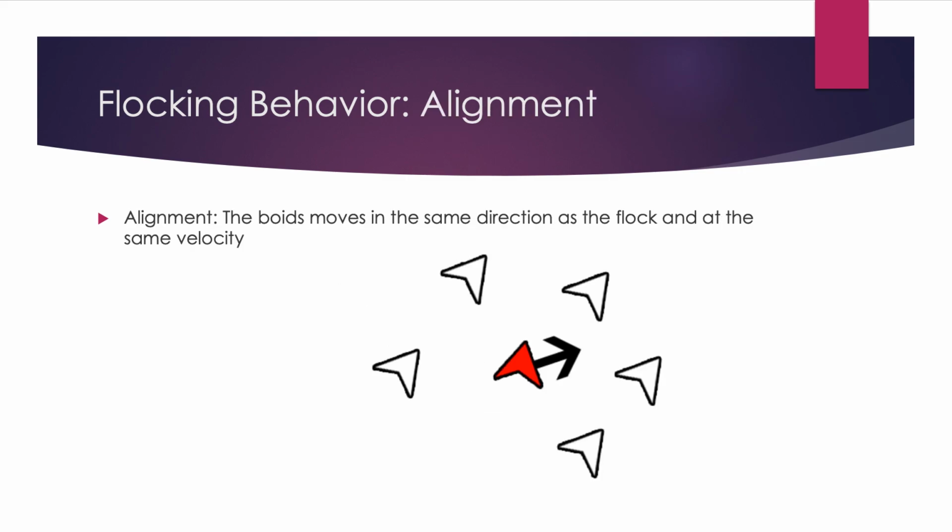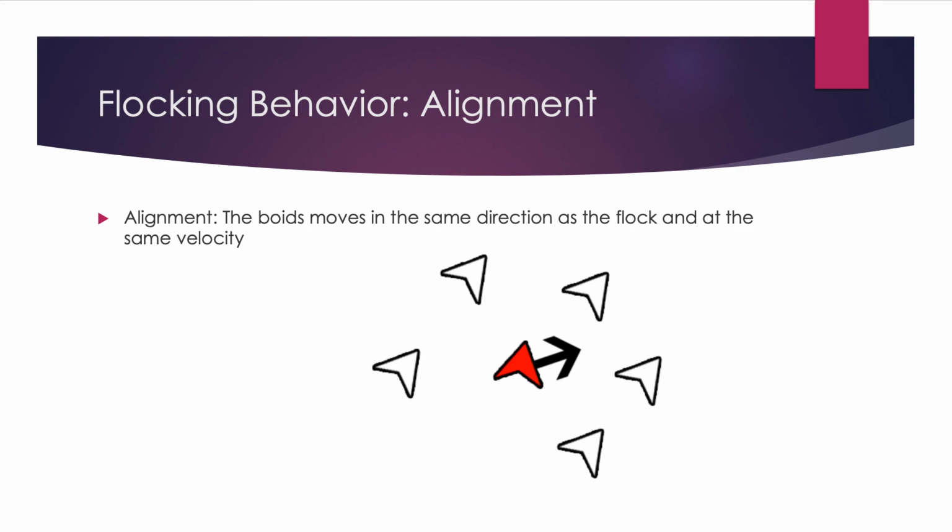Next is alignment, the way in which the boids move in the same direction and at the same velocity. Basically, making sure that all the boids are moving in the right direction and not one moving more to the left or more to the right on their own.